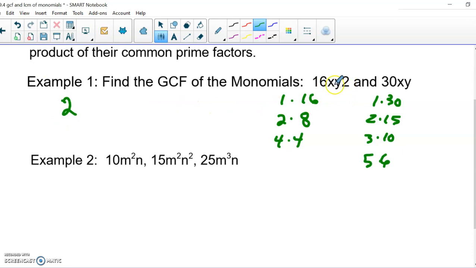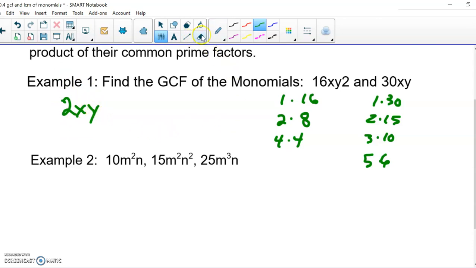Now we want to look at their exponents, and we want to take just what they have in common. They each have 1 x, so we can take out 1 x. This one has 2 y's, this one has 1 y, so we're only allowed to take 1 y out. So that would be our GCF.